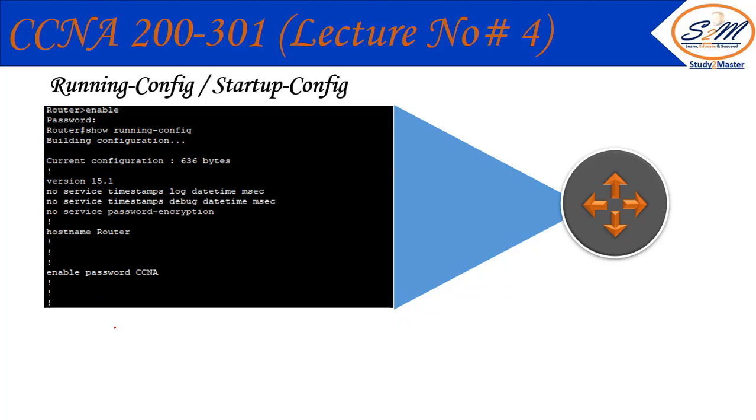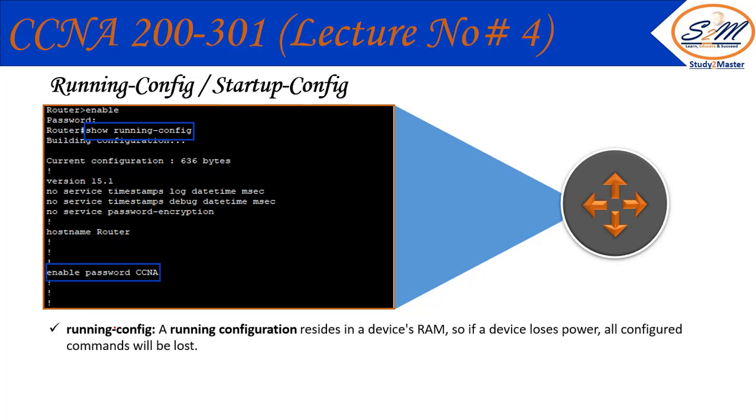Running config and startup config. What are running config and startup config? Why are we using these two awesome configurations? So, show running config. All the configurations are in the running config or the startup config. Actually, when we are working with Cisco devices, first we are working with the configuration in our RAM.